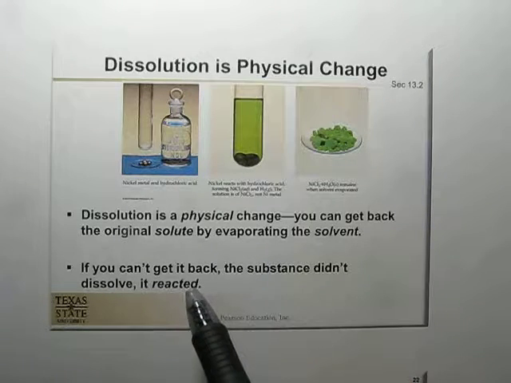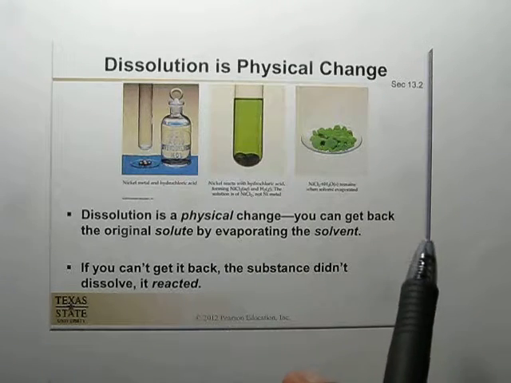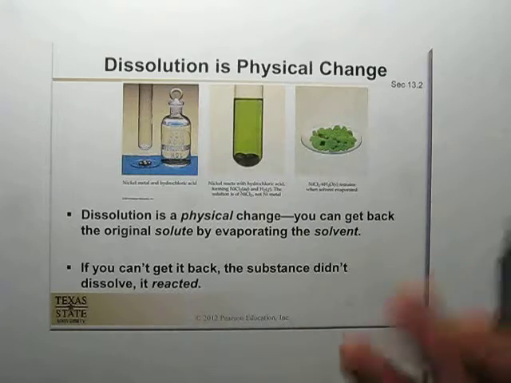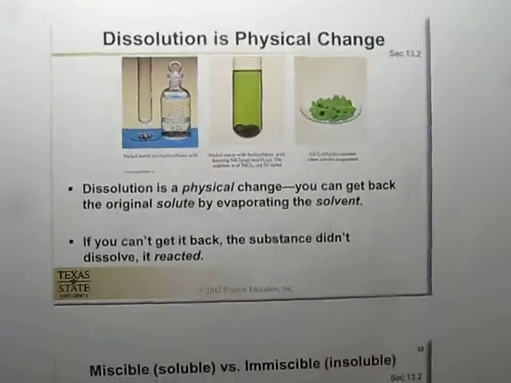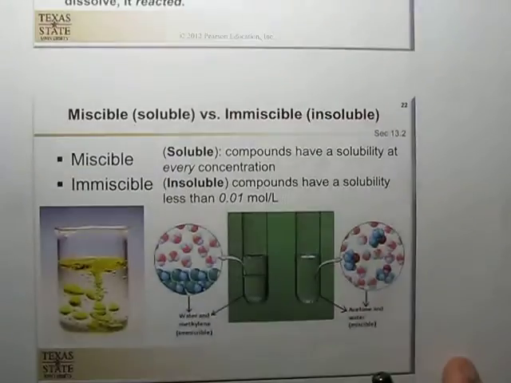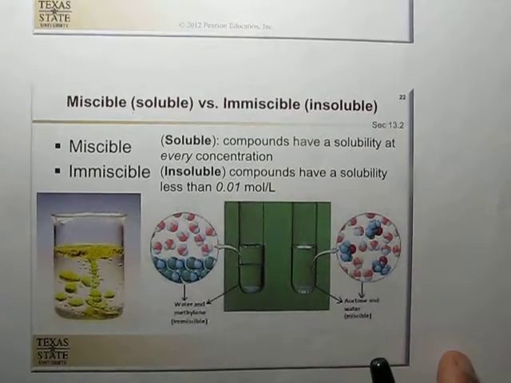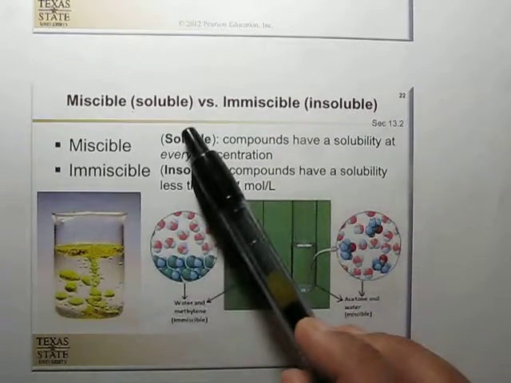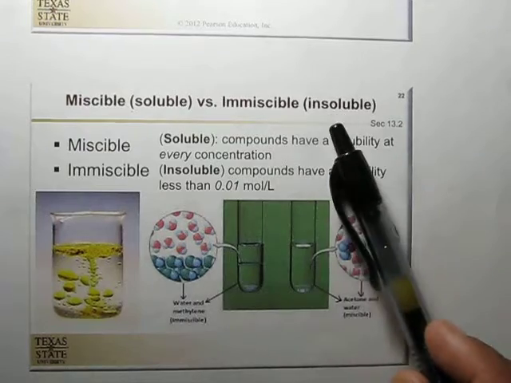For example, if we add sodium metal into water, it forms sodium hydroxide. We cannot get back sodium metal, so that will be chemical change. Another important property of the solution is called miscible or soluble versus immiscible or insoluble.